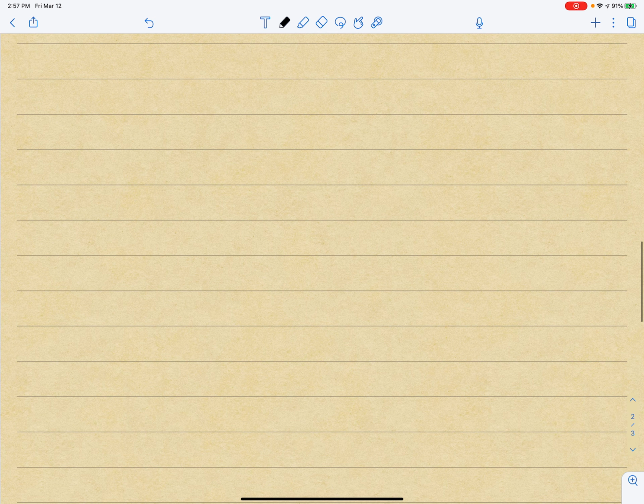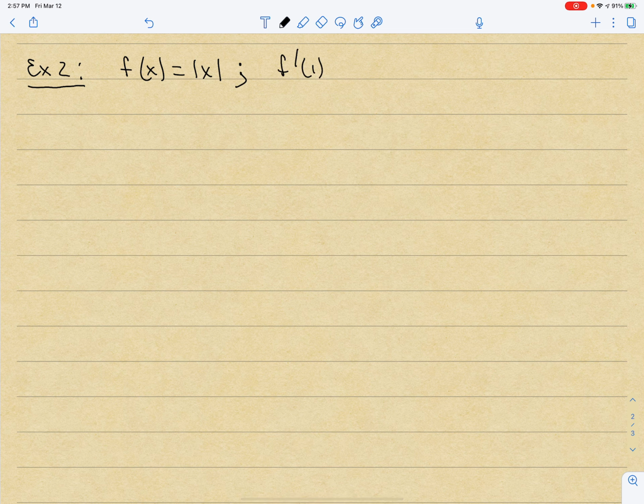Example number 2. Same question, f of x is absolute value of x, and I want f prime of 1, and I also want f prime of 0. Let's compute f prime of 1 first.